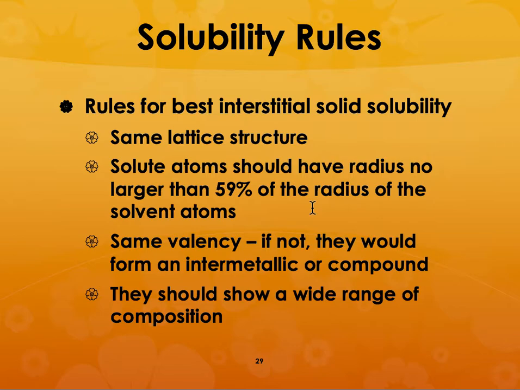The solute atom is the species that is in the lower percentage compared to the larger volume atoms. Okay. So for interstitial solid solubility, the solute atoms that are in the interstitial areas of the structure should not have a radius larger than 59% of the radius of the solvent atoms. And that's because if you have too much, then you are going to be introducing a lot of strain in the system, which is not going to be energetically favorable. They should have the same valency and they should show a wide range of composition.